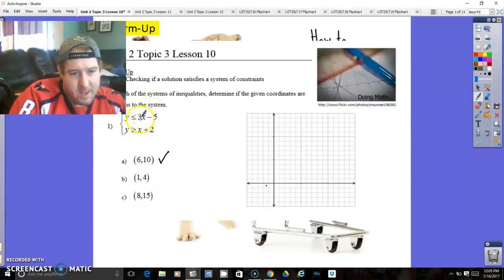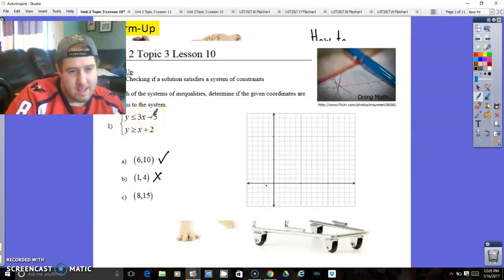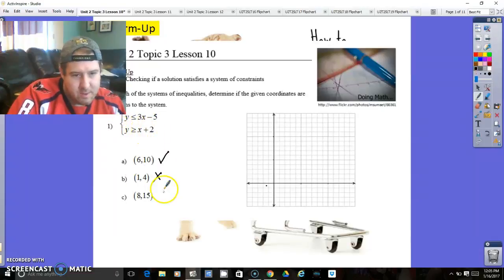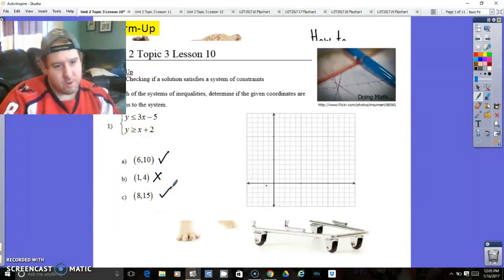If I put 1, 4 in, 3 times 1 is 3, minus 5 is negative 2. 4 is not less than that, so that does not work. And 3 times 8 is 24. 24 minus 5 is 19. Is 15 less than 19? Yes, it is. So far it works. 8 plus 2 is 10. Is 15 greater than 10? Yes, it is. That also works.